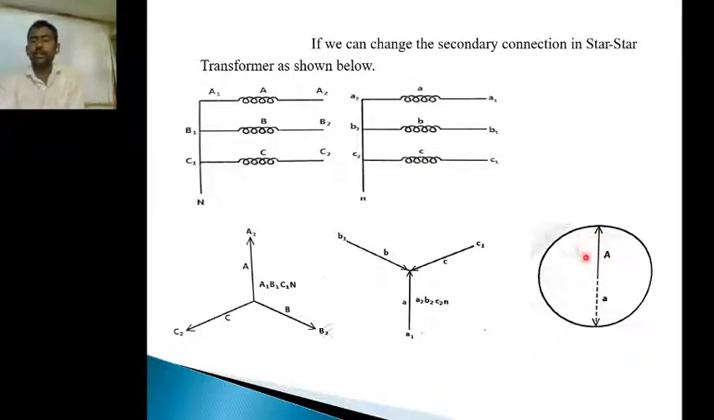So this representation can be written as capital Y small y 6 o'clock. Capital Y means the primary winding is star connected, small y means the secondary winding is star connected, and 6 o'clock means they are in opposite phase. This is the representation of the star-star connection.